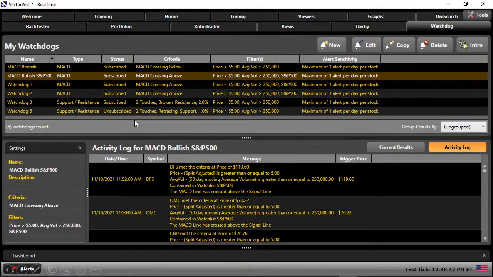Then the final tool that we have within the VectorVest Premium program is called a Watchdog. This is automatic alerts. You set up the Watchdog once. So I've highlighted here, I have a bullish MACD crossover on the S&P 500 watch list. And you can see the alerts that I got yesterday. This is just a screenshot, but I'm constantly getting alerts. At 11:52, DFS met the criteria of a bullish MACD crossover. 2 minutes before that, OMC met the criteria of a bullish MACD crossover.